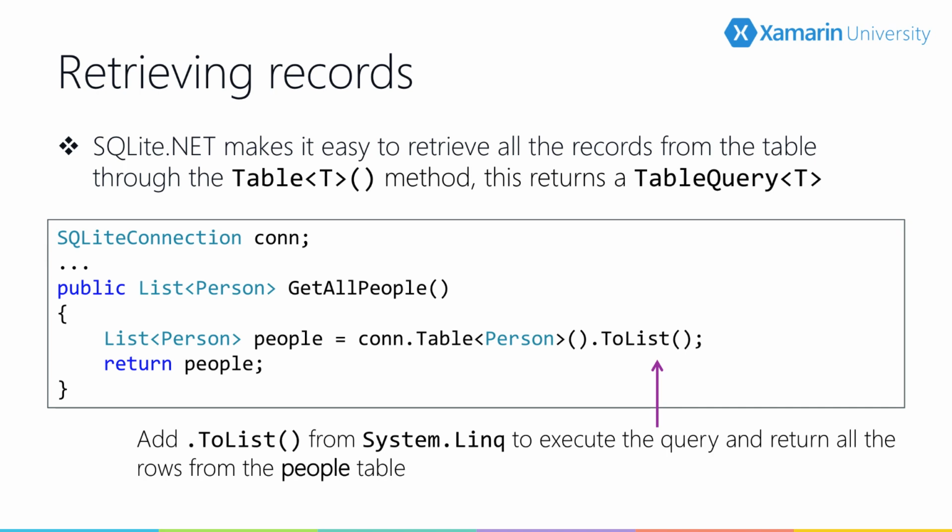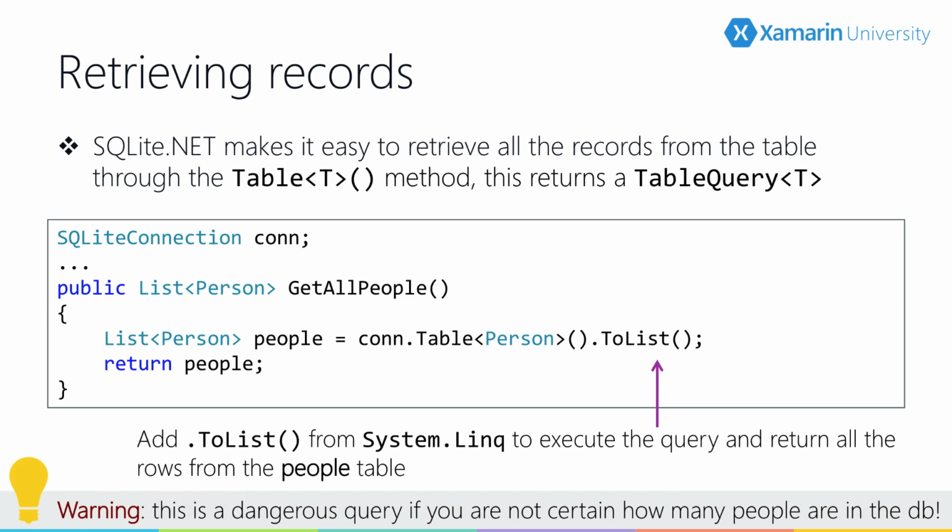Now careful, if you're using toList, it means that it's reading the entire table. If you have got a lot of records in there, you can easily run out of memory. After the next exercise, we will learn how to filter results so that the amount of records that is returned from a table is limited.